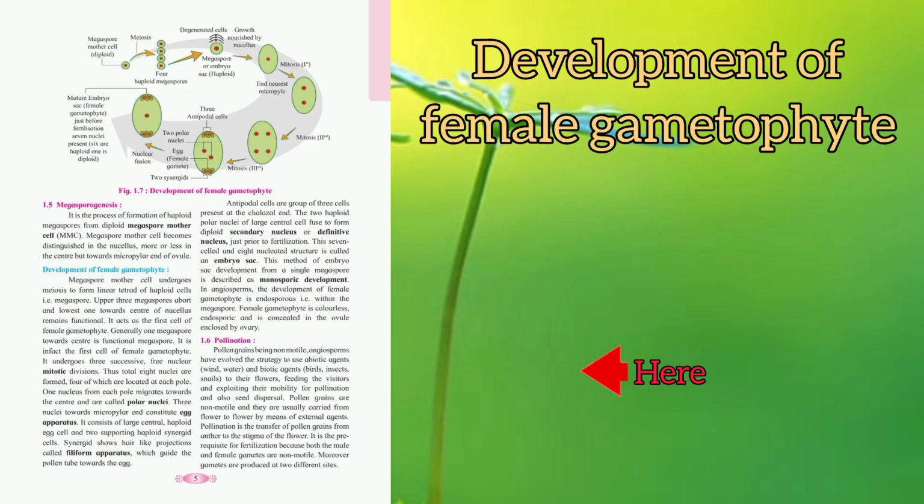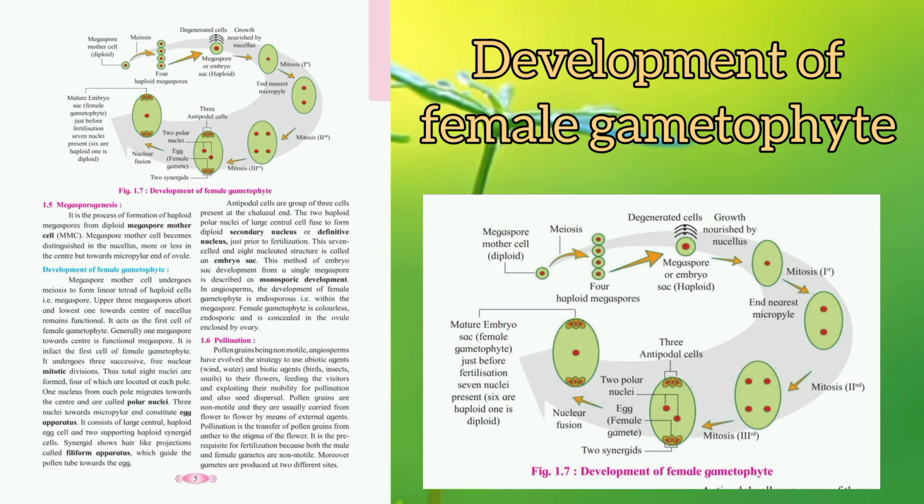In angiosperms, the development of female gametophyte is endosporous, i.e. within the megaspore. Female gametophyte is colorless, endosporic and is concealed in the ovule enclosed by ovary. Now, this functional megaspore divides by 3 mitotic divisions, but remember, these divisions are nuclear only, no cell walls form at this stage. As a result, we get 8 nuclei, which then arrange themselves in a specific pattern.